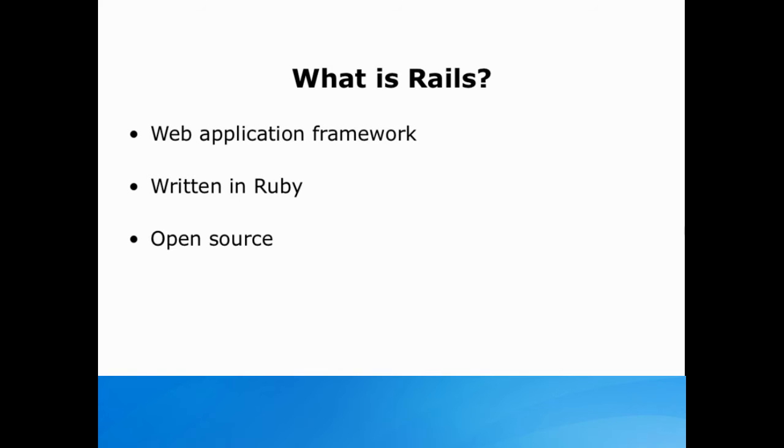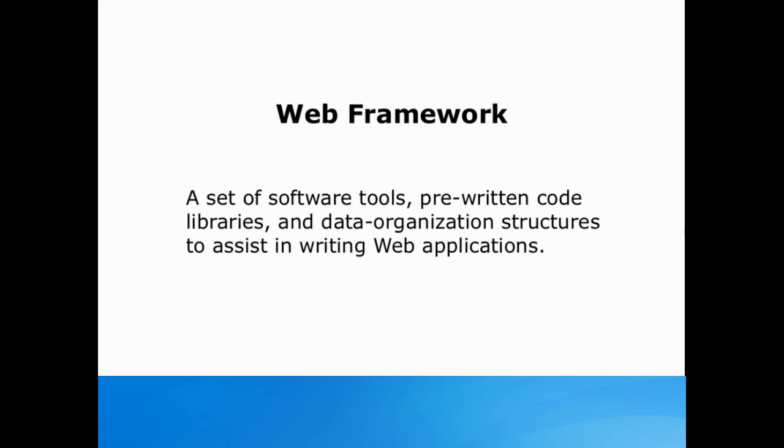I told you that we would come back and talk about what a web framework is. A web framework is a set of software tools, pre-written code libraries, and data organization structures that will assist you in writing web applications. The reason that Rails helps you to build web applications is that it has these code libraries and data organization structures already in place. And because we're going to be working inside of those, it's going to help us to build our application much faster.